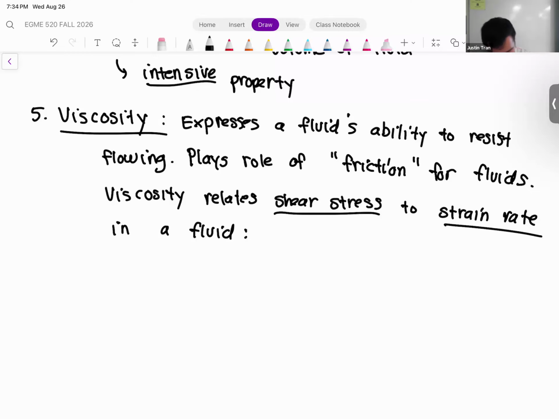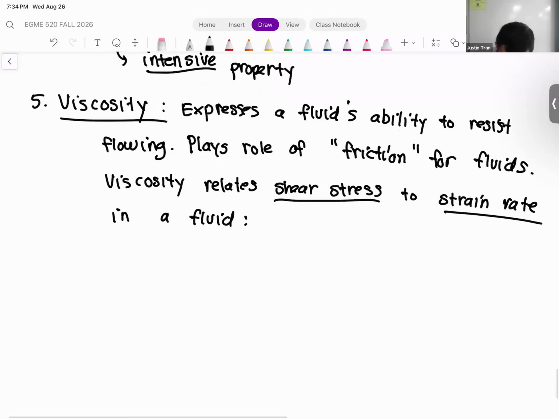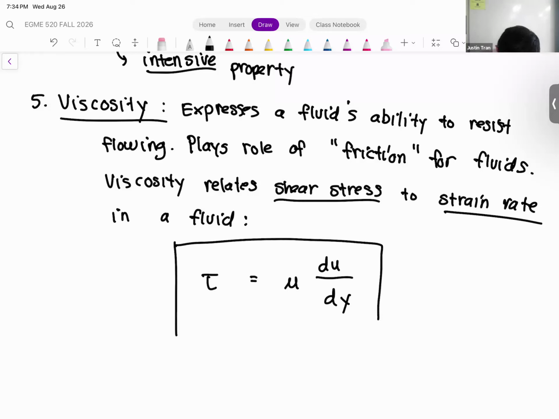Okay. All right, so the equation for this is tau is equal to mu times du dy. Granted, this is a very simplified form of this equation, but I think it's enough to get the point across. Like I said earlier, this class can be alphabet soup sometimes. I throw all these different symbols at you, but let's define everything here.